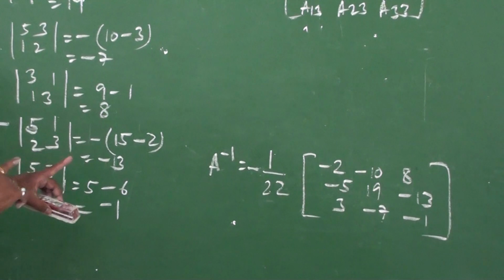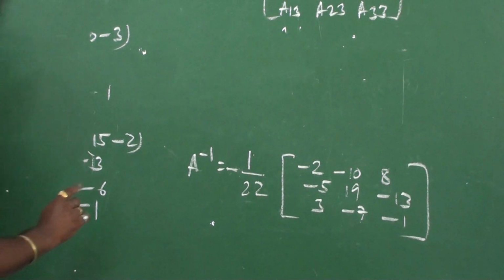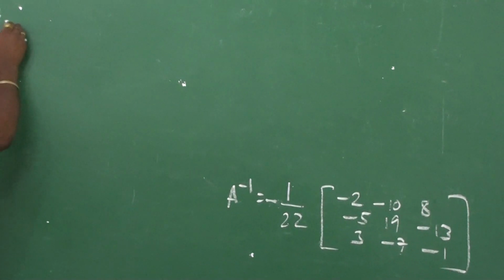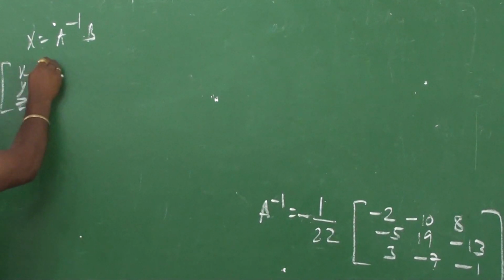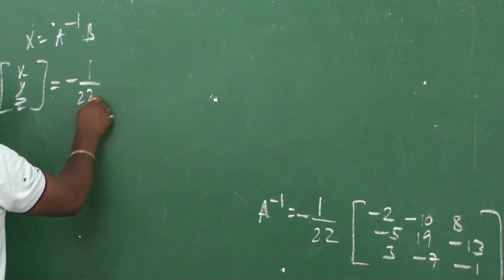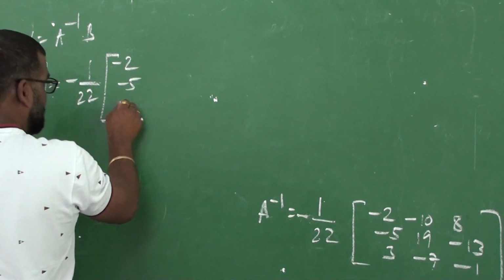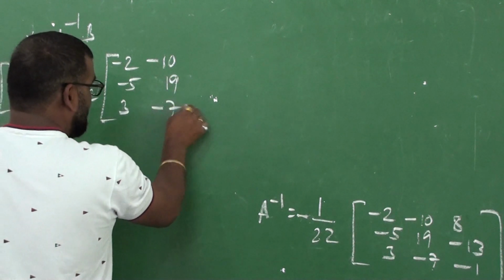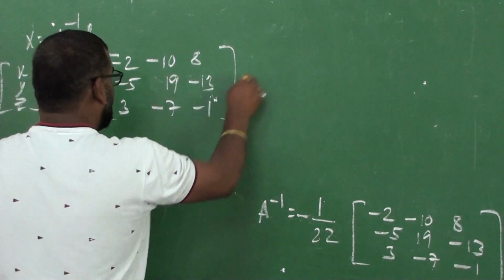But you don't have to find A inverse only, you have to find the values of X, Y and Z. So after completing all these things, I'll write X is equal to A inverse into B. X was given by X, Y, Z. A inverse, which you have found, minus 1 divided by 22 along with minus 2, minus 5 and 3, minus 10, 19, not minus 19, minus 7, 8, minus 13 along with minus 1, and the value of B was, what was the value of B?